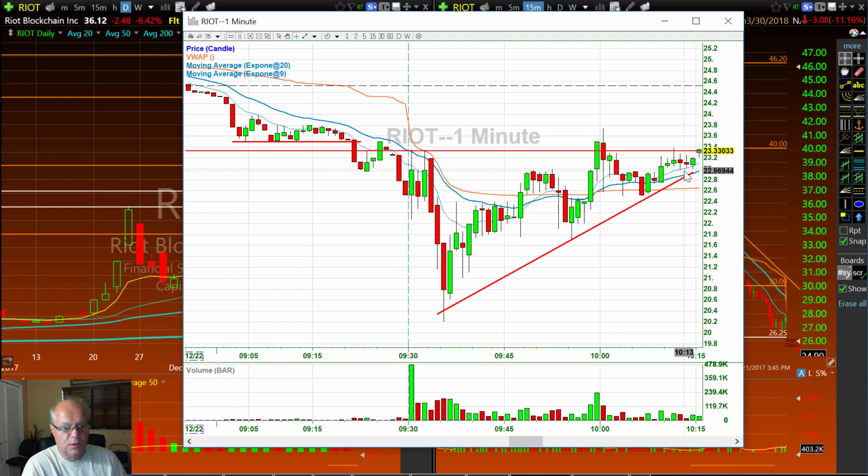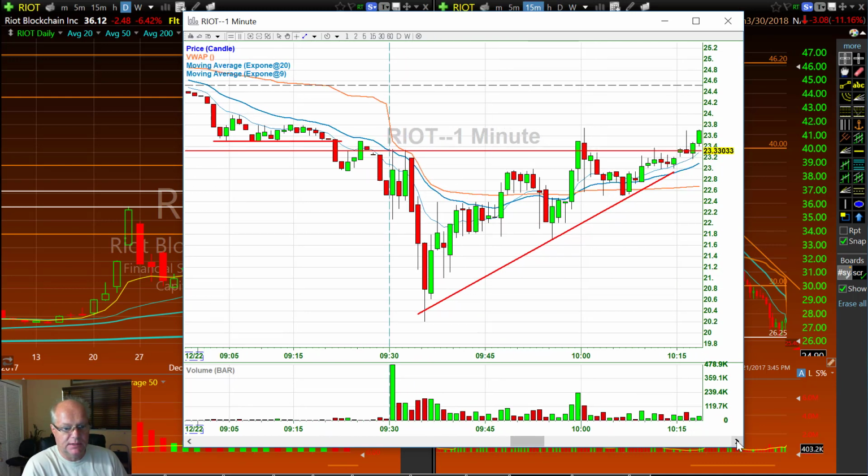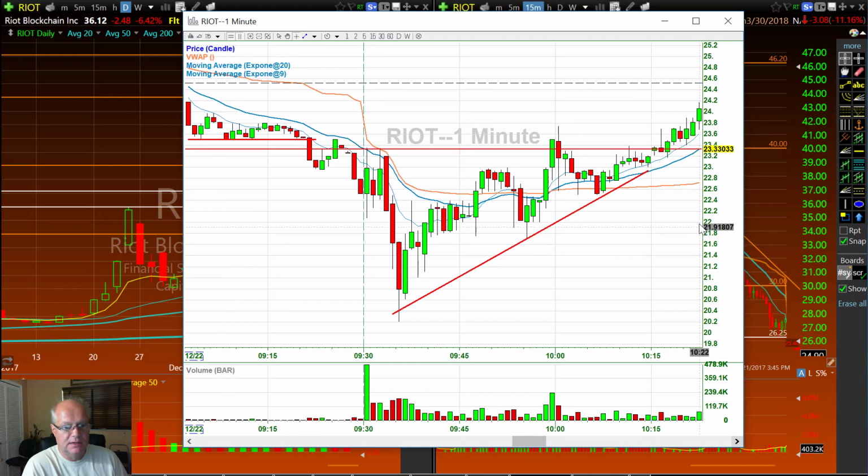Maybe you got in at the 23, like on one of these little candles that pulled back to the 23 right here. Because this is looking like it's putting in a bottom and wanting to go higher. And sure enough, that's what it did. So now, say you're in at this 23.30 level, risk where?